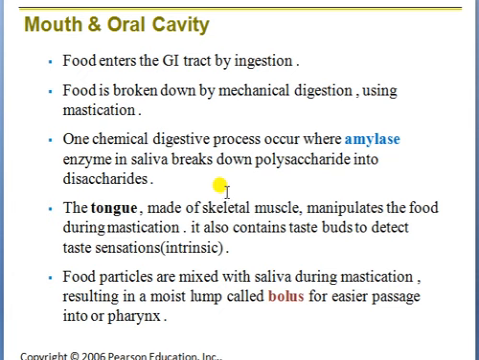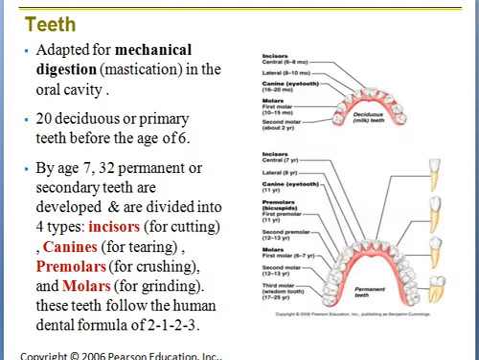Next slide. Next, the tongue, made up of skeletal muscle, manipulates the food during mastication. It also contains the taste buds to detect taste sensation. So then automatically the lump of bolus is formed. It enters the pharynx. Coming to the teeth. All of you are required to draw these images, essential. They are adapted for mechanical digestion in the oral cavity.